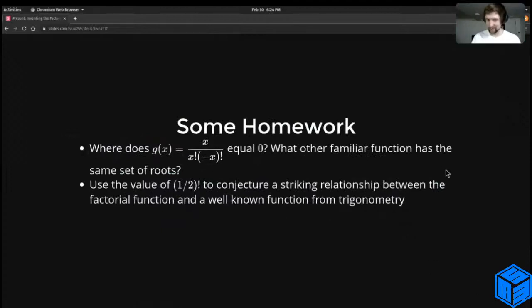And as some homework, I would like you to check where this function equals 0, where we're using that x factorial function from before. Taking all the negative integers, x factorial explodes, so reciprocated, we should see that 1 over x factorial hits 0 at the negative integers. So what other familiar function has the same set of roots? And then use the value of x factorial from before to conjecture a striking relationship between the factorial function and a well-known function from trigonometry. So this is a bit of fun.